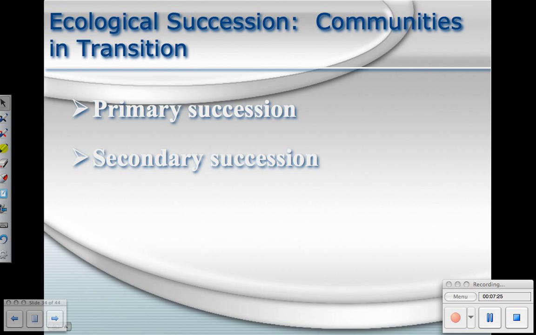Secondary succession is when there's been a disturbance, but some of the initial building blocks are already present. So a good example of secondary succession is the regrowth that occurs in a forest after a significant forest fire. So you've got very little plant life there, but you've got plenty of topsoil and nutrients in preparation for that secondary succession to build up.